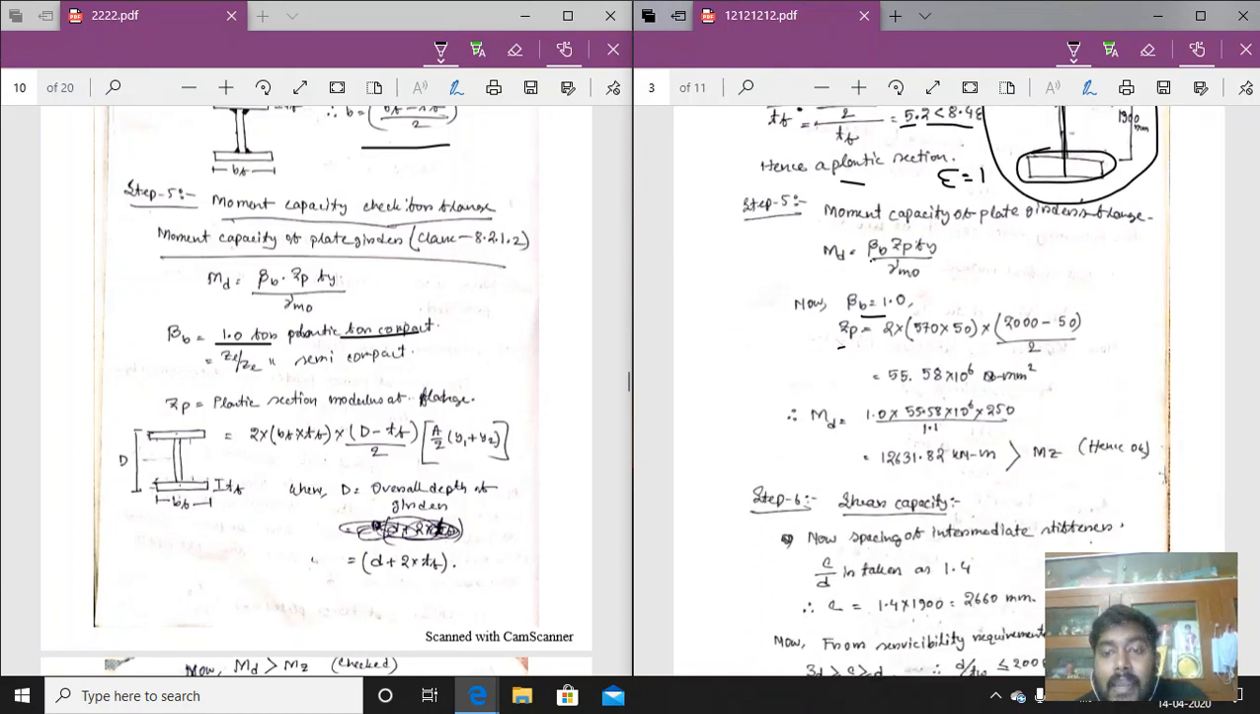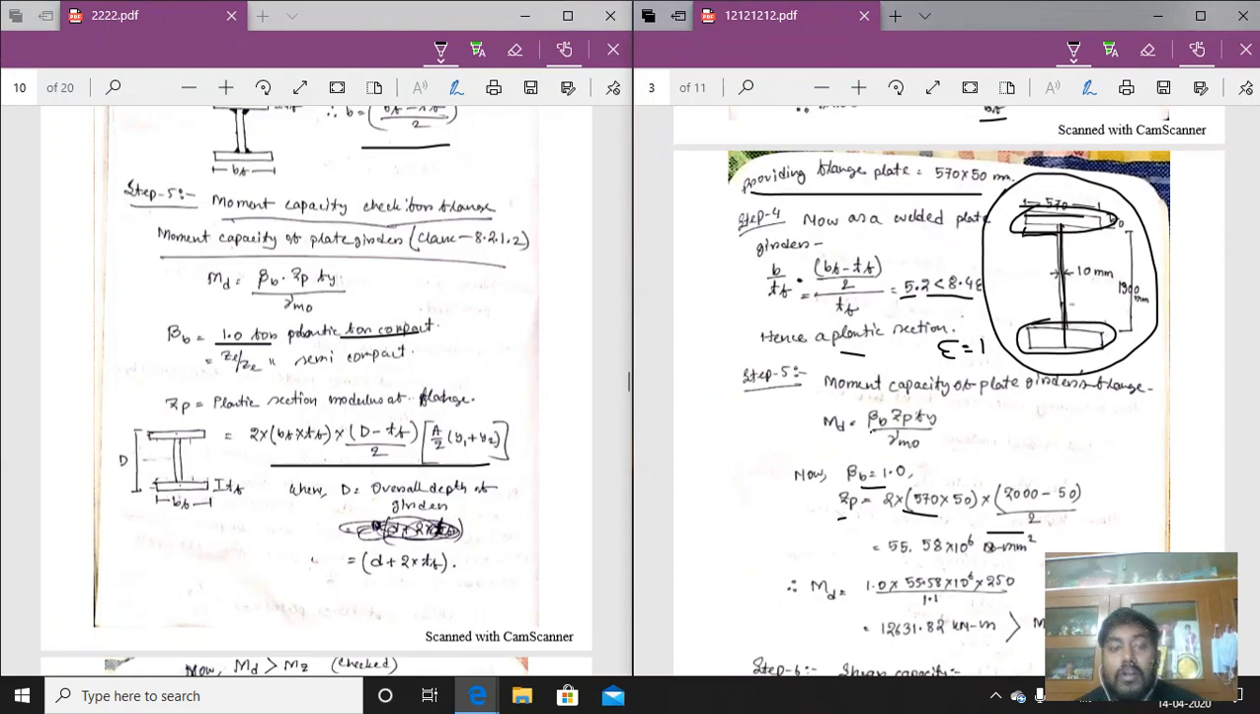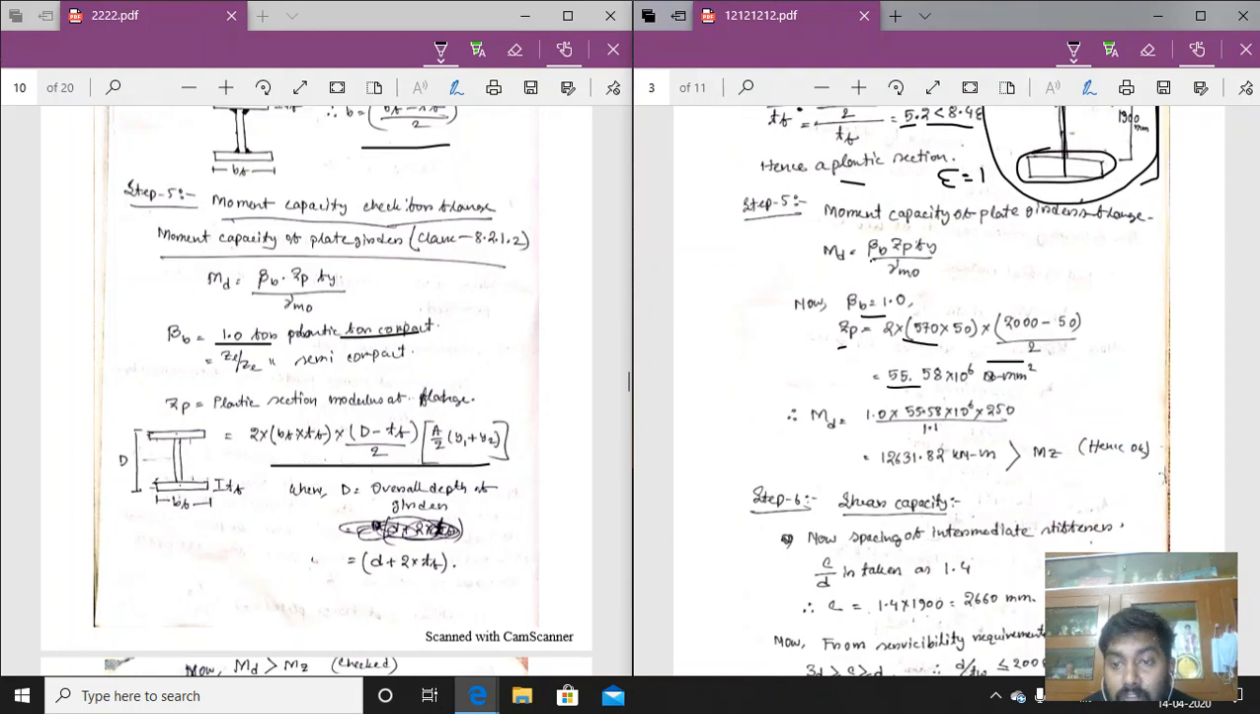So Zp we have to determine. What is the formula for calculating Zp? I have shown you. This is the formula for calculating the Zp, that is the plastic section modulus. This is the value. Putting all the values, capital D we know. Now what is the capital D? The overall depth, that is from here to here. So overall depth equals 1900 plus 2 into 50, because 50 is the depth of the flange. Putting all the values, we are getting 55.58 into 10 to the power 6 Newton millimeter squared. That is the value of the Zp we are getting.